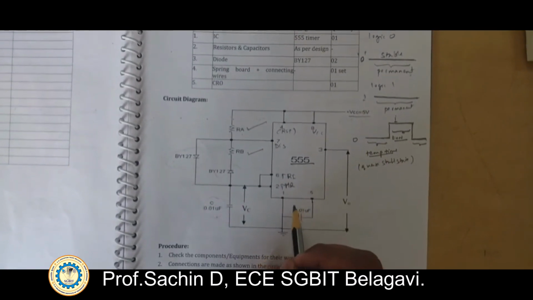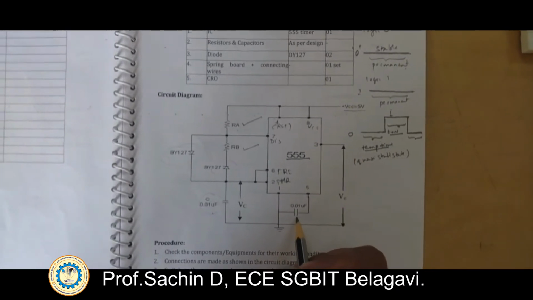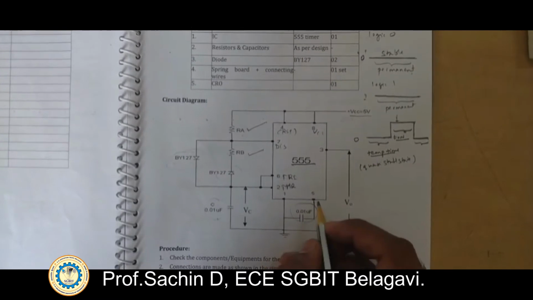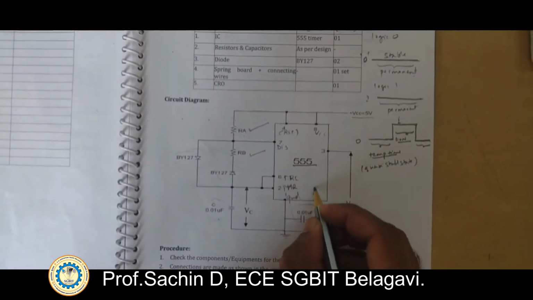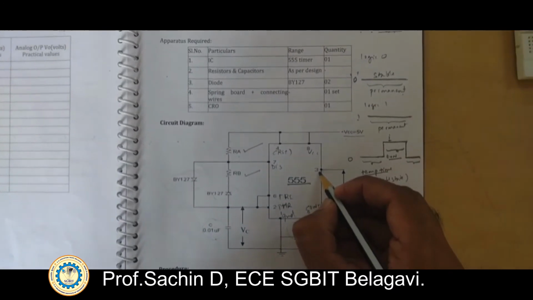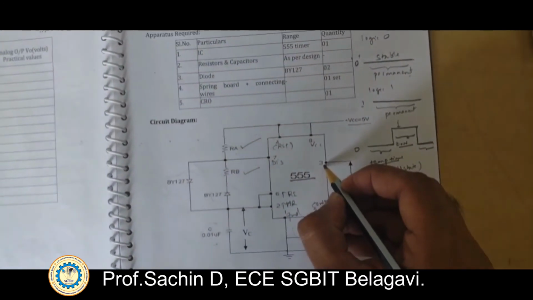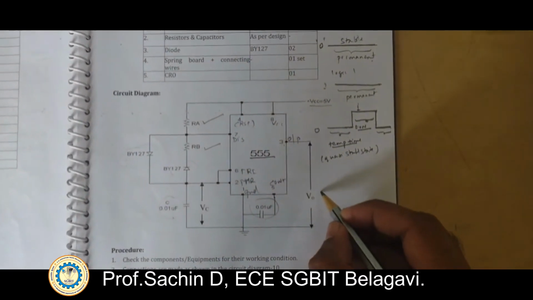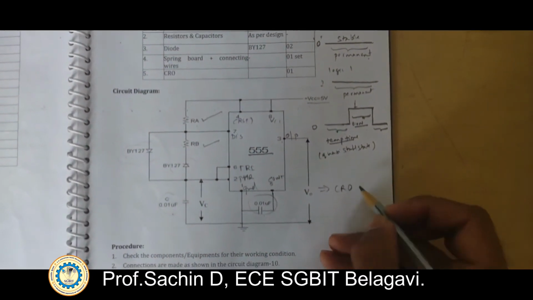Pin number 1 and 5, between 1 and 5 there is a capacitor, a fixed capacitor of 0.01 microfarad. 1 is my ground pin and 5 is my control pin. Pin number 3 of this 8 pin IC is the output pin. From here we are going to check the output. We are checking this output in CRO.